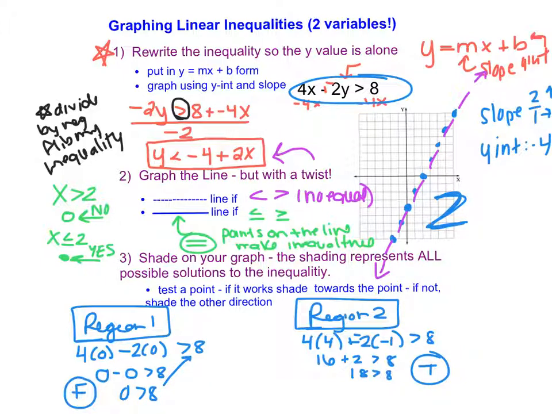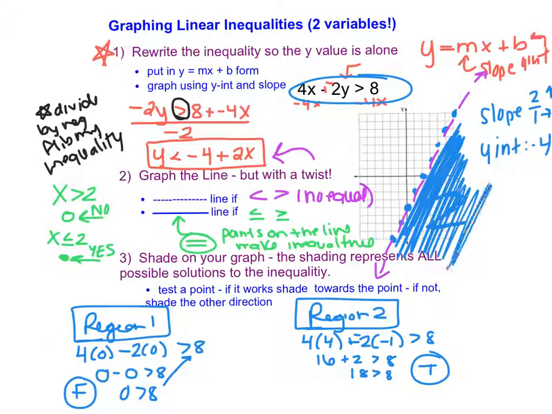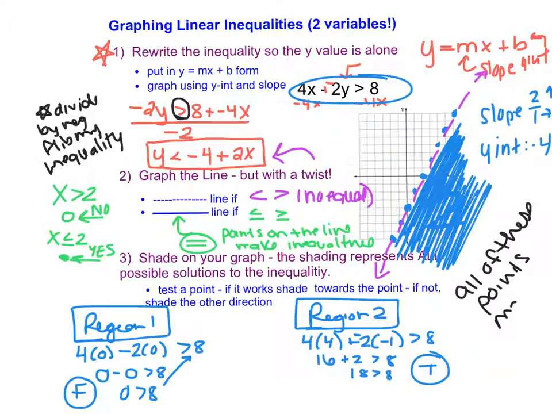So I'm going to shade that region and represent it as the region with the points that make the inequality true. I'm going to take my pencil and lightly shade it in. And by shading it in, what I'm representing is I'm saying all of these points make that inequality true.